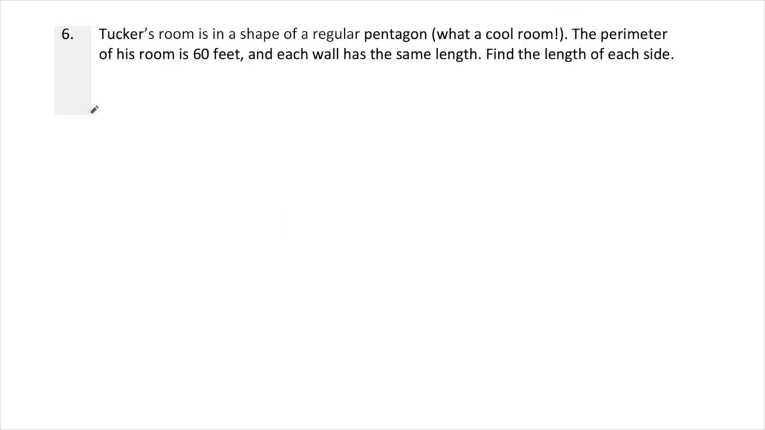For this problem, we have to find the length of each side. We know that his room is in the shape of a regular pentagon, and the perimeter of his room is 60 feet. We also know that each wall has the same length. The length of each wall is equal to the perimeter divided by the number of sides his room has. In this case, his room is a regular pentagon, so that means his room has 5 sides. Dividing the perimeter, which is 60 feet, by the number of sides, which is 5, we get 12. So the answer to this problem is 12 feet.